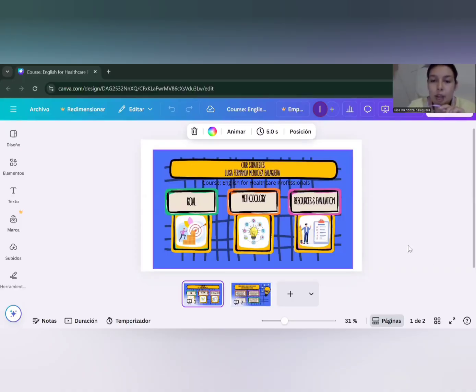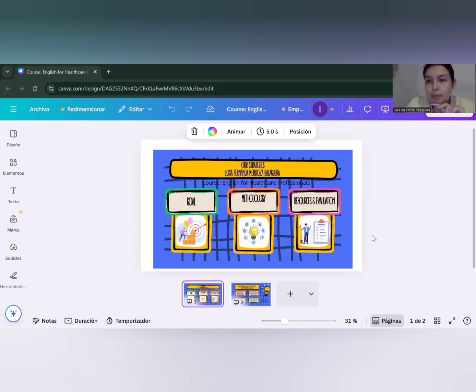For the methodology, I chose project-based learning, communicative language teaching, and also immersion. I think these methodologies are very good to facilitate better learning. Resources and evaluation. Some resources that I use are videos, role play, and games, and for example, I think of developing a PDF with the most common and useful words and phrases for this environment.